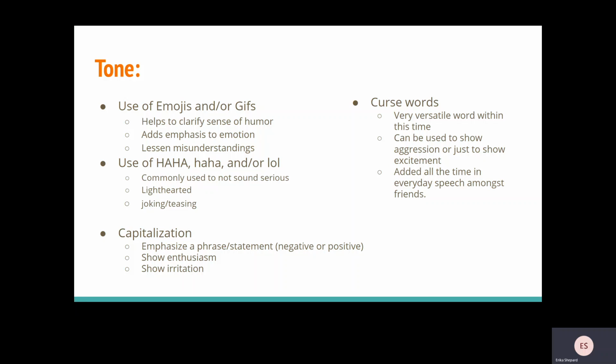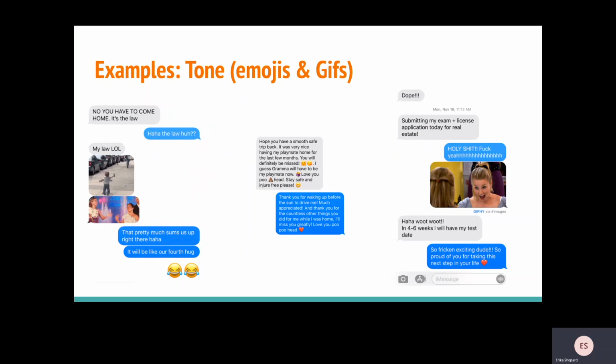So let's look at the examples. I just want to add a disclaimer. I did not bleep out cuss words due to the fact that it was a topic in which we were supposed to examine within this text. So these are texts amongst my best friend and then my mom. So I have my best friend on the far left and the far right, and then my mom in the middle.